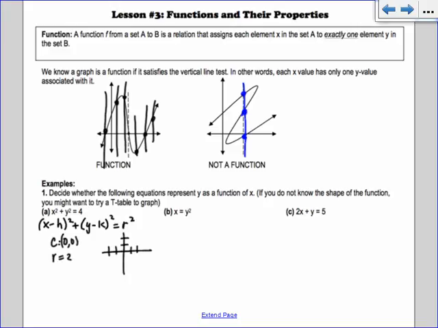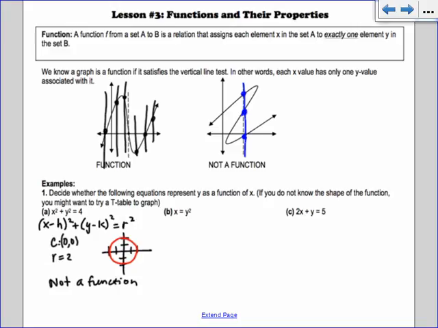So the graph looks like this. All right. So is it a function then? No, it is not. Exactly. So not a function. So if you didn't know that, you could maybe try a couple points and try to figure out what it is.